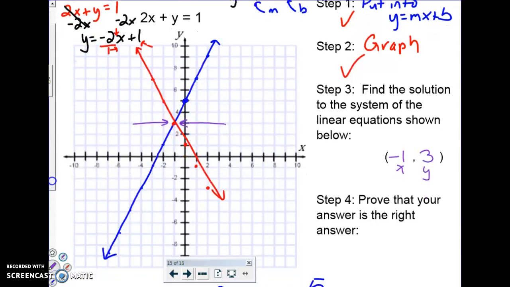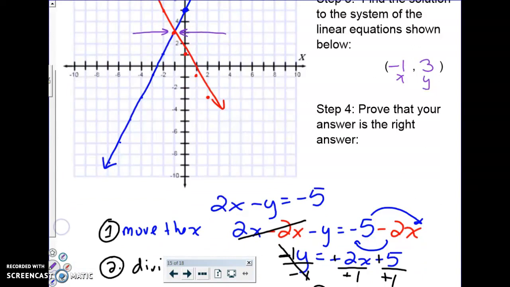Okay, now your job is to prove that that is the right answer. And I'm going to really rely on a calculator. We've been doing this for a while. What you want to make sure you do to avoid any mistakes is to go back and use the original equations, because if your mistake was where you changed the equation, then it's going to say your answer's right even if it's wrong.